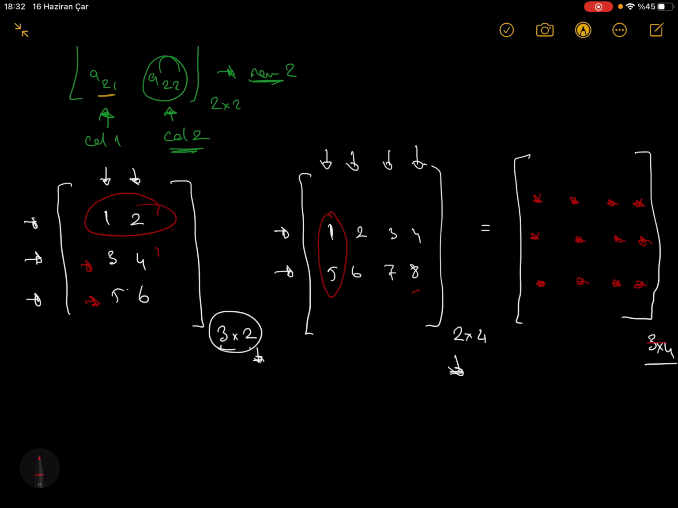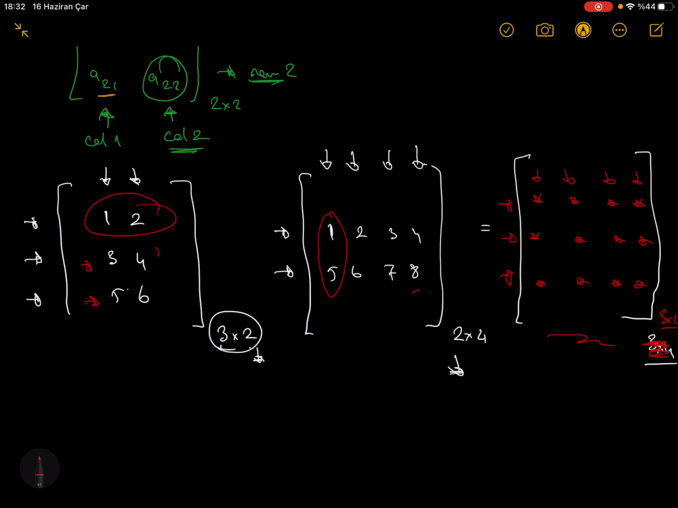Okay, I am just closing this part and please tell me, what is the dimension of this red part matrix? How many columns? 1, 2, 3, 4. How many rows? 1, 2, 3. So 3 by 4. Oh my goodness. So we just multiply a 3 by 2 matrix and a 2 by 4 matrix and we result in a 3 by 4 matrix. And it totally makes sense according to what I introduced to you.